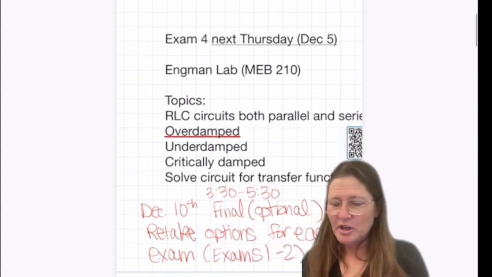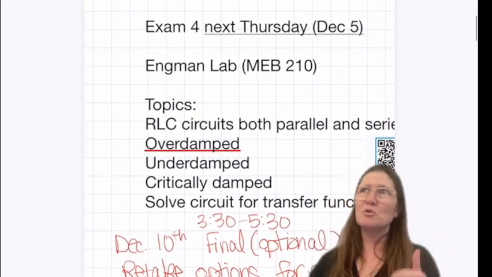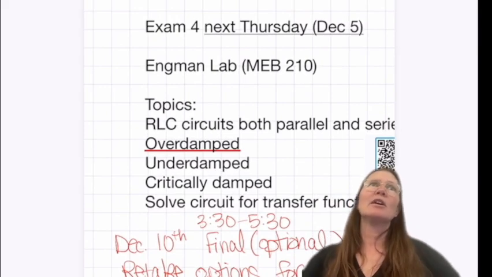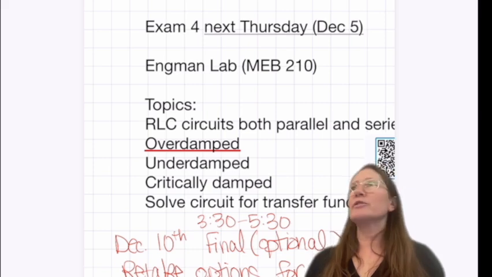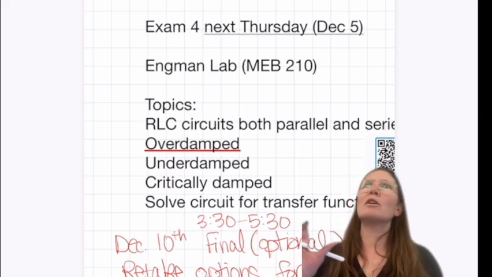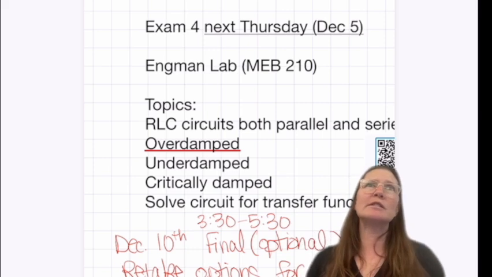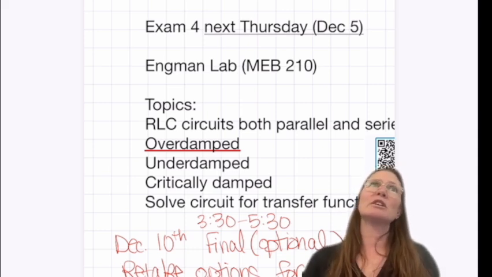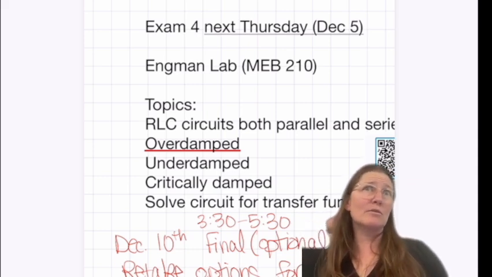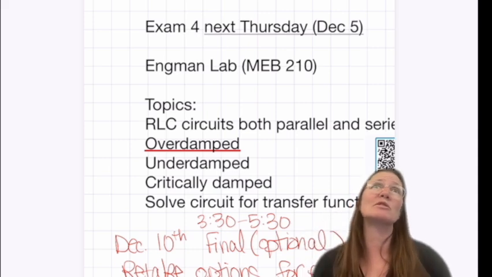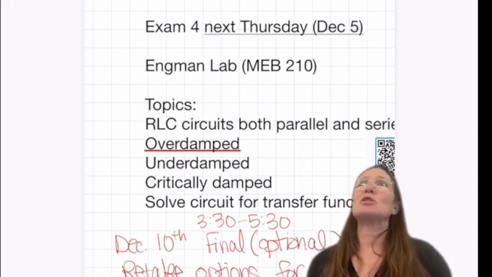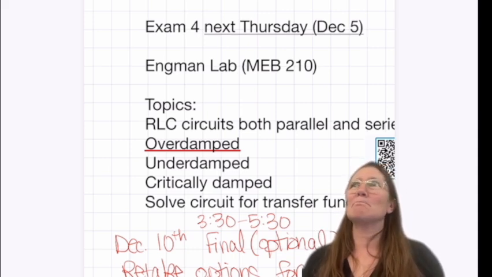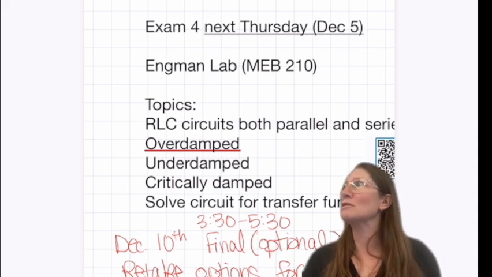For this exam 4, it will be the same structure as you've had before. We'll meet in the Ingman lab. It will be on these RLC circuits, so you'll have both parallel or series configurations, and with them they could be overdamped, underdamped, or critically damped, and you will need to solve the circuits. All that will be just the solutions to the circuit. That's what you've been working on up to now, so that will be the same. Any questions about what the content will be?